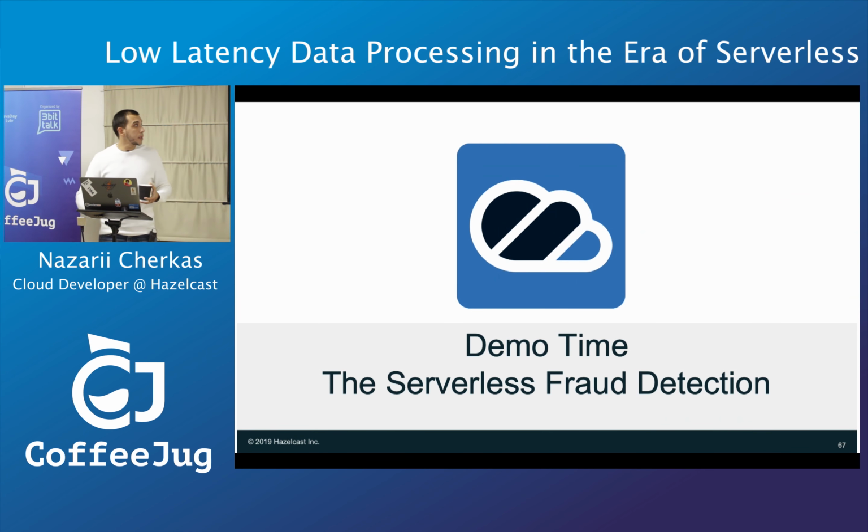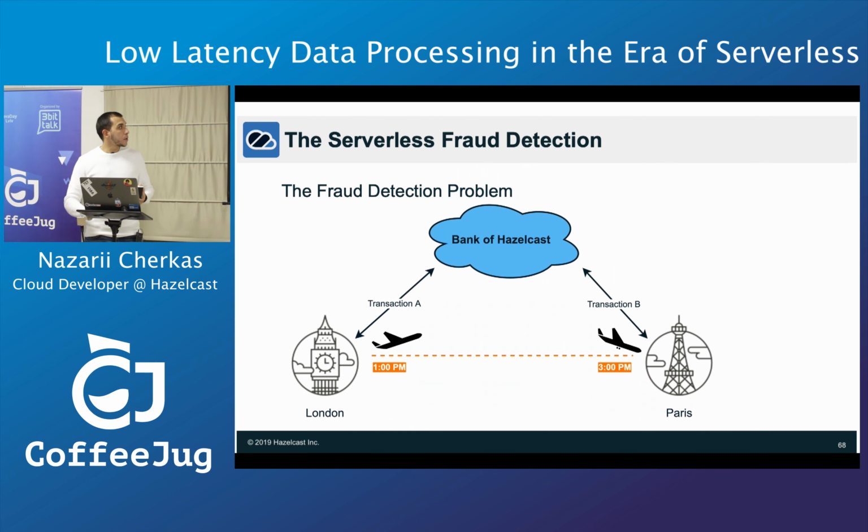So now we went over different approaches to optimize serverless computing, Lambda function processing. Now let's see how to apply them in a practical task. Here we will be solving a simplified fraud detection problem. We're going to have a bank of Hazelcast, which processes transactions made in airports.